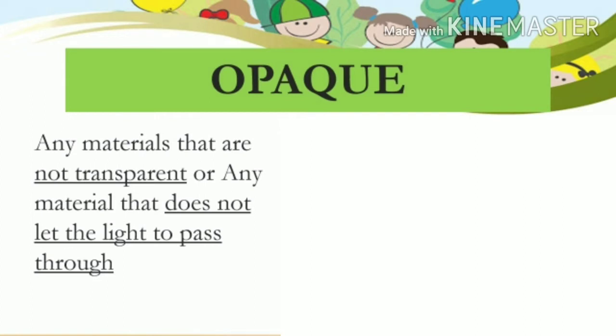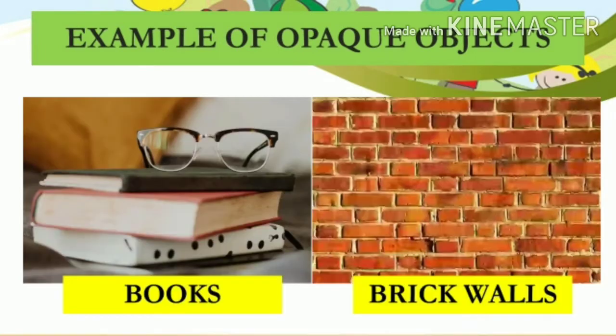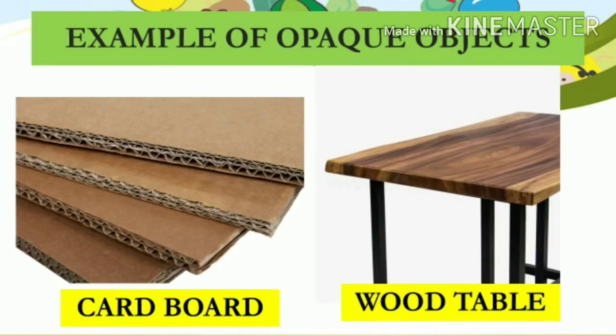Opaque are any materials that are not transparent or any material that does not let the light pass through. Let us take, for example, this picture of a person holding a flashlight. The person shed a light on the wood, but the light did not pass through the other side. The wood did not allow the light to pass through it. And also, if you look directly at the wood, you wouldn't see the other side of it. Therefore, a wood is an opaque object. Examples of opaque objects are books, brick walls, cardboard, wood table, and more.